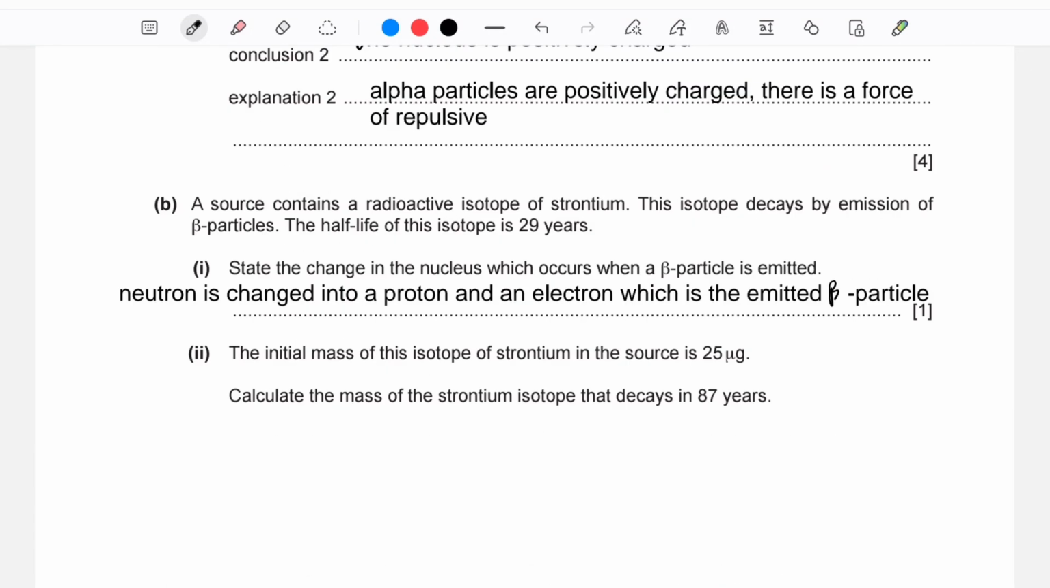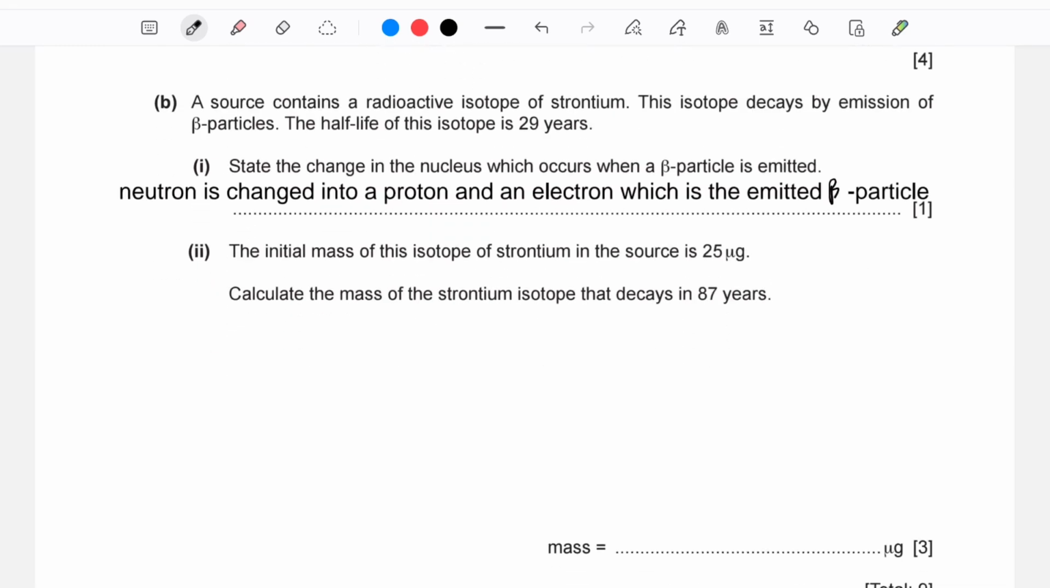A source contains a radioactive isotope of strontium. This isotope decays by the emission of beta particles. The half-life of this isotope is 29 years. State the change in the nucleus which occurs when beta particles are emitted. A neutron is changed into a proton and an electron is emitted, which is the beta particle.